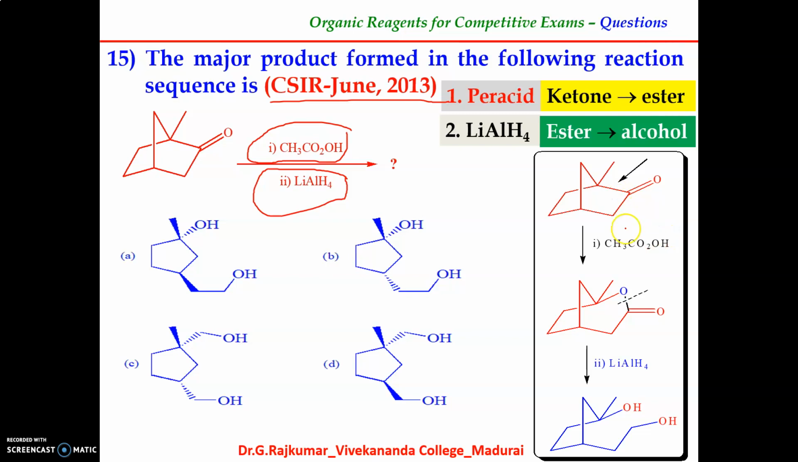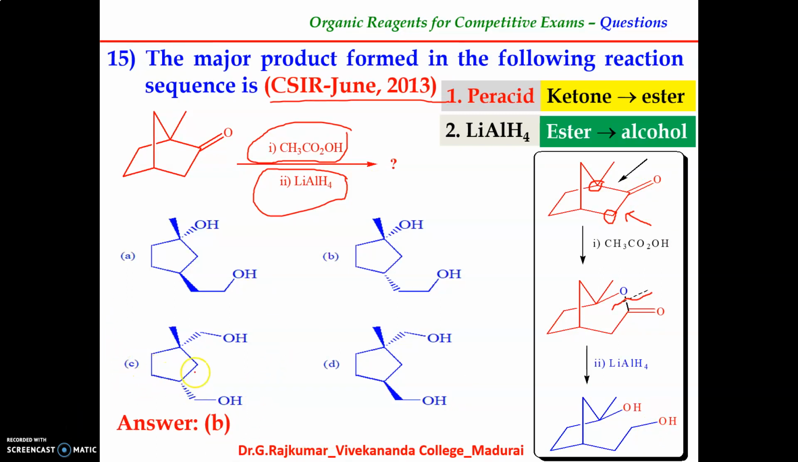In the first step with the peracid, the oxygen insertion can take place on this side or on this side. As I said earlier, you can count the number of hydrogen atoms on this carbon and this carbon. Here there is no hydrogen atom, and here you can see there are two hydrogen atoms. So oxygen insertion takes place on the side of the carbon bearing fewer hydrogen atoms, and this is the product. In the second step, with lithium aluminum hydride, this is a cyclic ester. It can be cleaved to give an alcohol as a product. Hence the correct answer is option B.